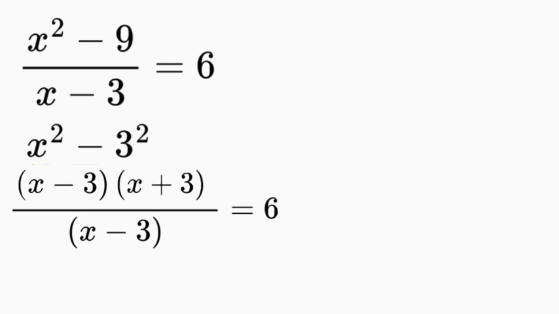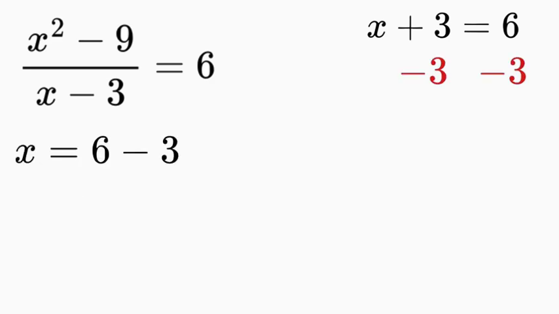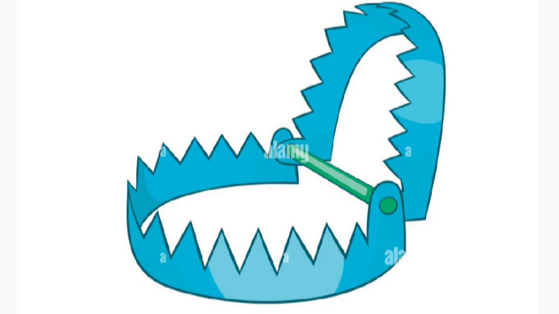Once we do this, the factor x minus 3 appears both in the numerator and in the denominator, and so we cancel them. Now what remains is x plus 3 equals 6. Solving this is straightforward. To separate x, we subtract 3 from both sides, which gives x equals 6 minus 3, and therefore x equals 3. Easy peasy. But at this moment, the actual trap is triggered.